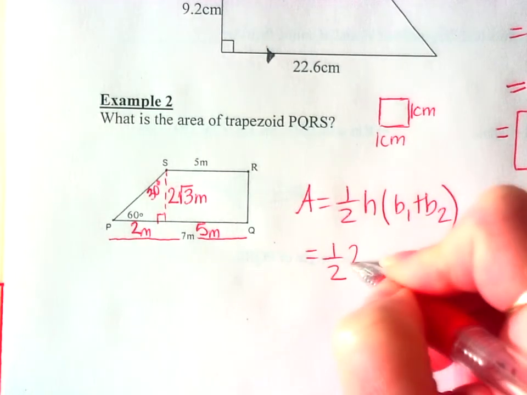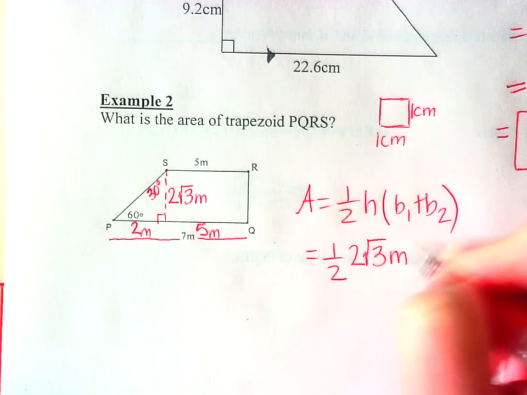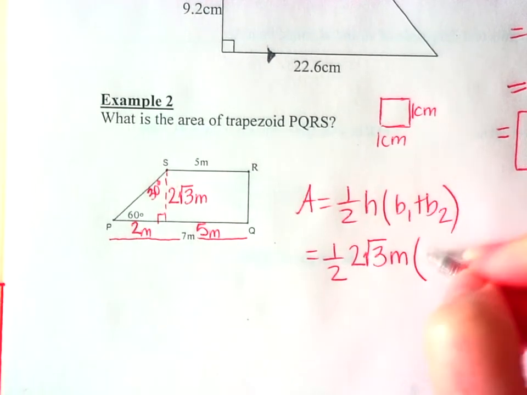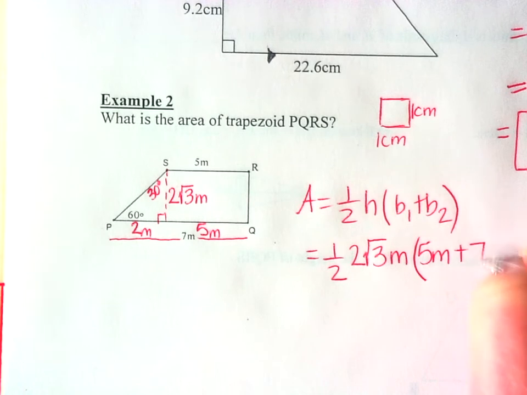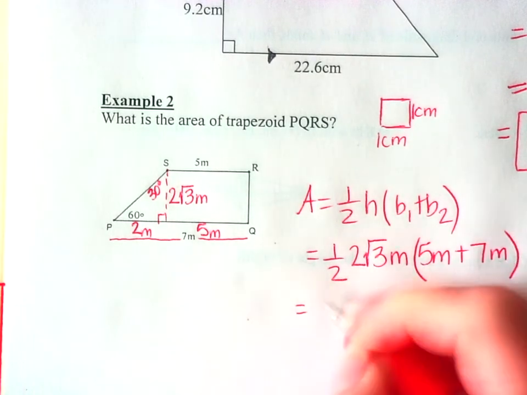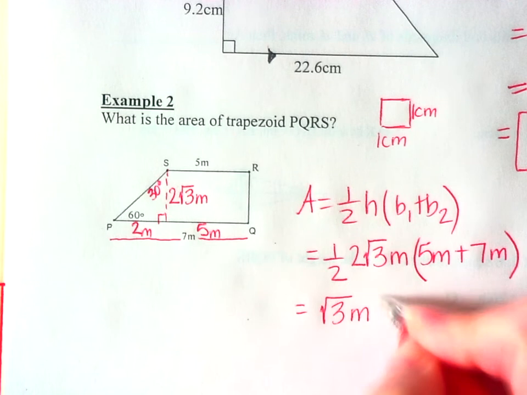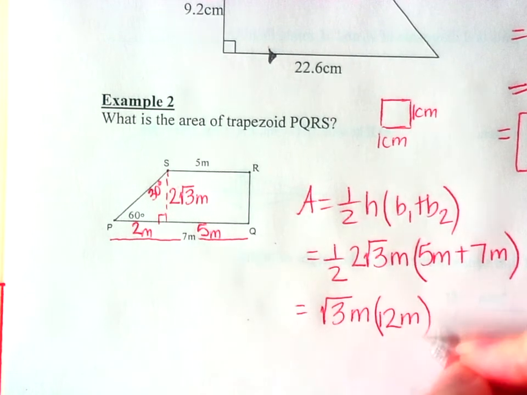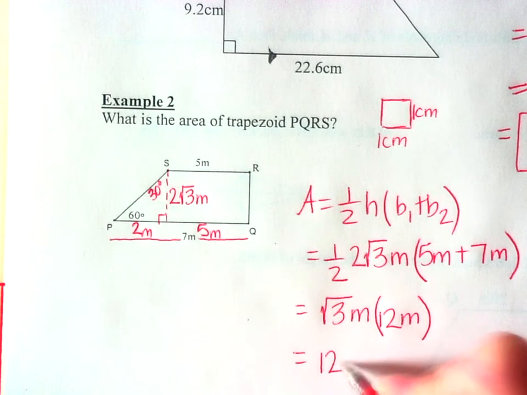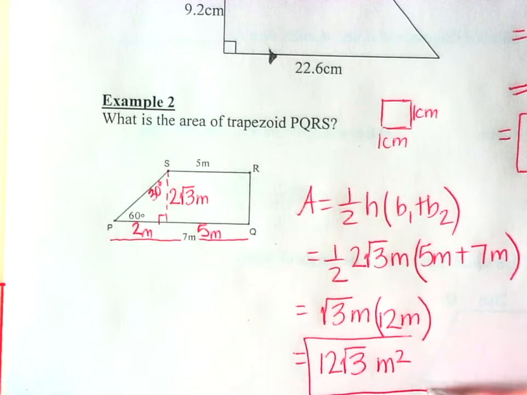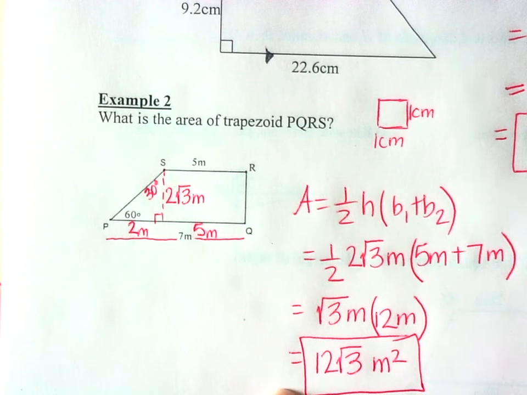Okay, our height is 2 square root 3, and our bases are 5 meters and 7 meters. Half of 2 square root 3 is just square root 3. Inside the parentheses, I have 12 meters. And then when I multiply that together, I get 12 square root 3 meters squared. This would be our exact answer.